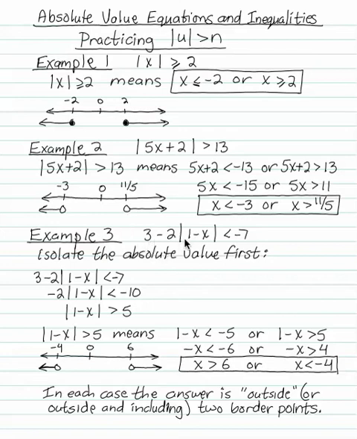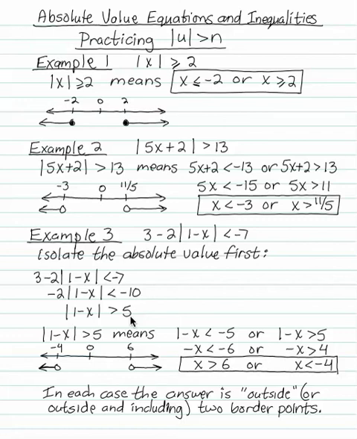Let's look at something a little bit messier. 3 minus 2 times absolute value of 1 minus x less than negative 7. What's this less than doing here? Isn't that the previous rule? Well, pay attention. You have to isolate the absolute value first. So if I subtract 3 from both sides and divide both sides by minus 2, notice I have to reverse the inequality. This is absolute value of u greater than n.